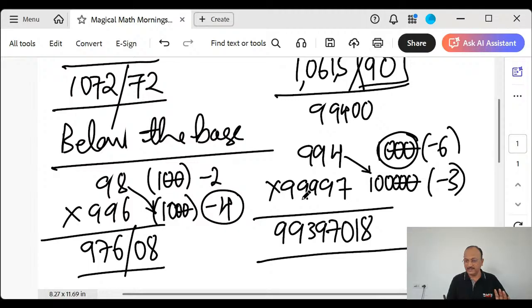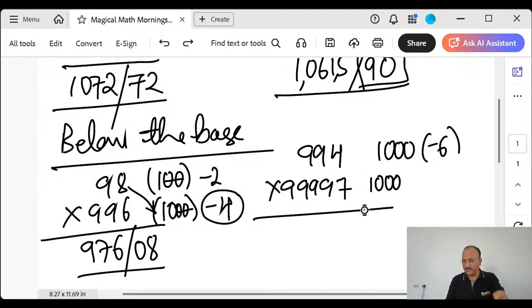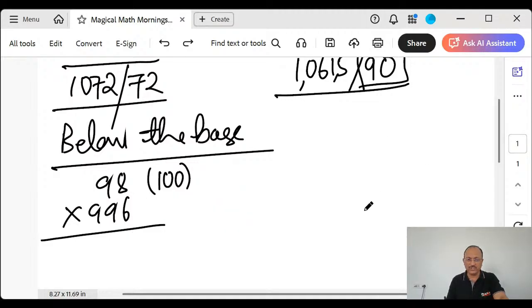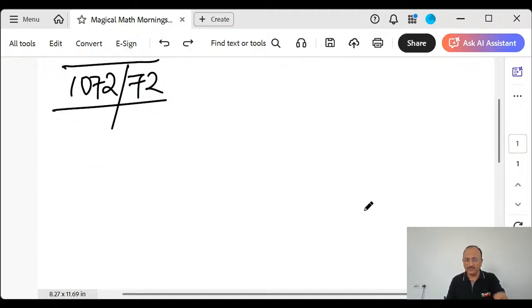Let us learn. Okay, first I will give you one or two questions which are close to the bases, only above or below. Then I will teach you if one is above the base and one is below the base. Okay.